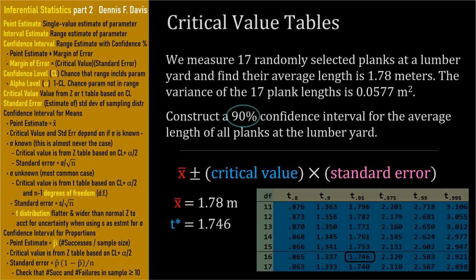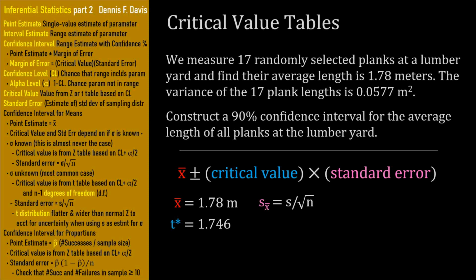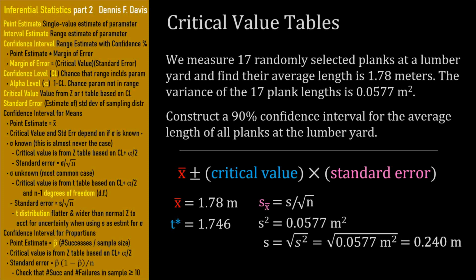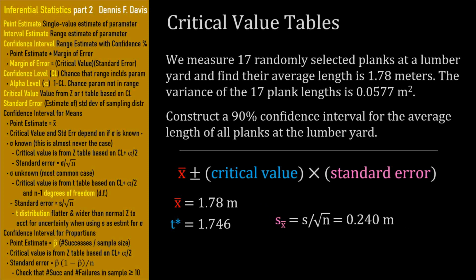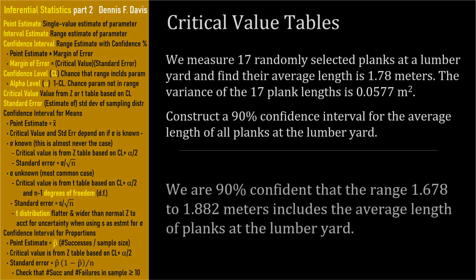Now for s sub x bar. It's the standard error of the mean, which is s, the standard deviation of the sample, divided by the square root of the sample size. We're told the variance of the sample, not the standard deviation. Don't make the mistake of using variance as standard deviation. Standard deviation equals the square root of variance, so the square root of 0.0577 meters squared is 0.240 meters, not squared. Dividing that by the square root of the sample size gives us the standard error of the mean, 0.0582 meters. We now have everything we need to construct the confidence interval. Skipping the arithmetic, we are 90% confident that the range 1.678 to 1.882 meters includes the average length of planks at the lumberyard.